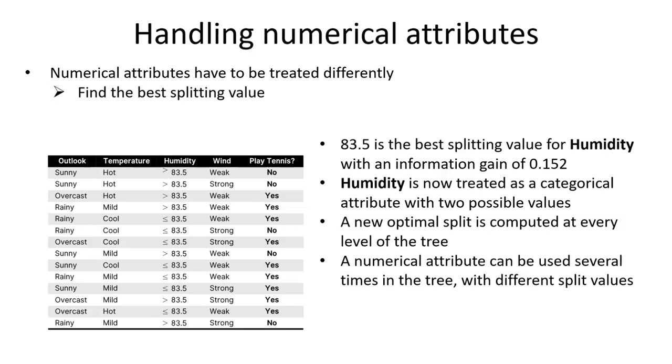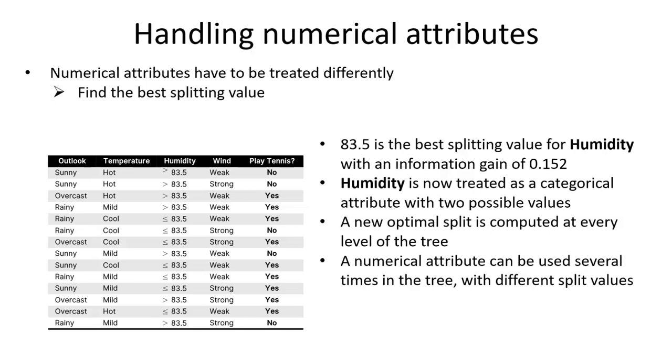Humidity is now treated as a categorical attribute: you make it greater than and less than, so it works like a categorical one. A new optimal split is computed at every level. So decision trees work very well with categorical attributes, but not so well with numerical ones.